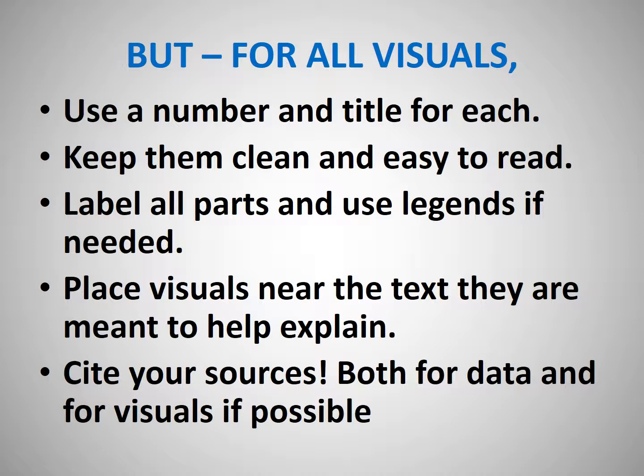But what is true for all visuals, no matter which ones you choose, in your text you must do the following things. If you incorporate a visual, you must give each visual a number and a title. So, figure 1 and a title. Figure 2 and a title. Every visual gets a number and a title. And the numbers obviously have to be sequential through your text. Okay? So 1, 2, 3 in sequential order. All right? So, number and title for each visual.